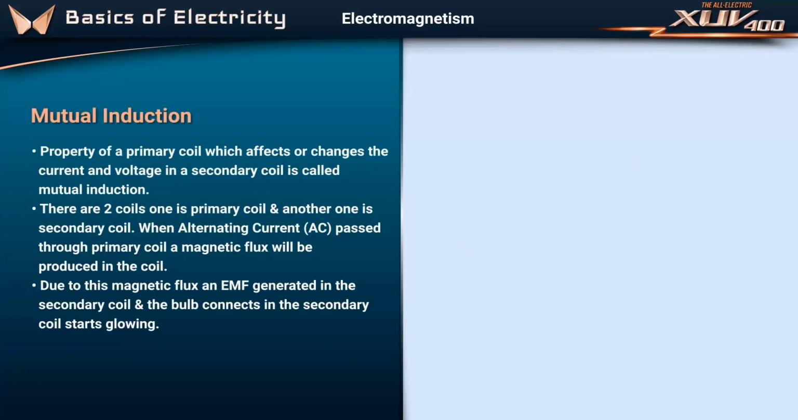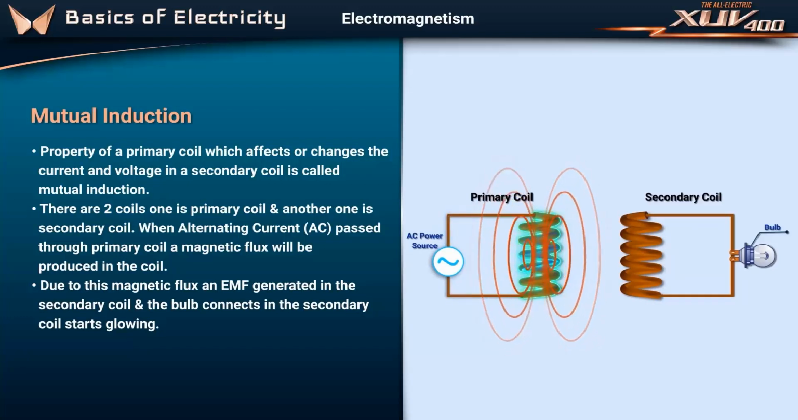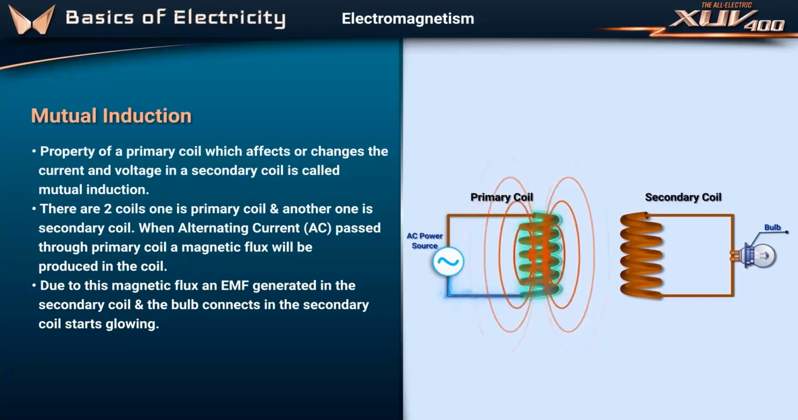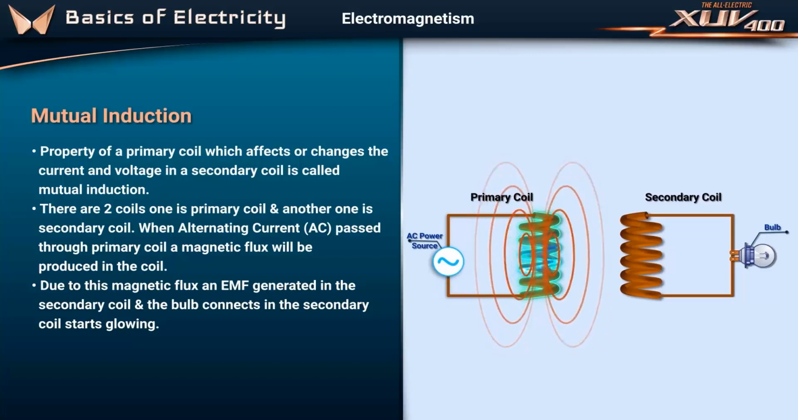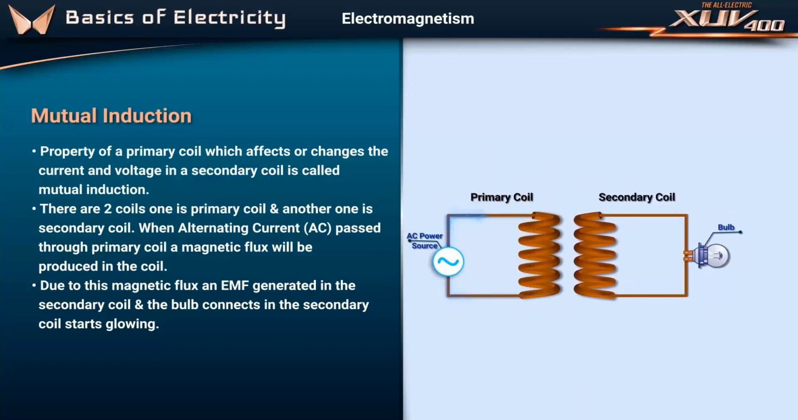Mutual induction. The property of a primary coil which affects or changes the current and voltage in a secondary coil is called mutual induction. There are two coils, one is the primary coil and the other is the secondary coil. When alternating current passes through the primary coil, a magnetic flux will be produced in the coil. Due to this magnetic flux, an EMF is generated in the secondary coil, and the bulb connected in the secondary coil starts glowing.